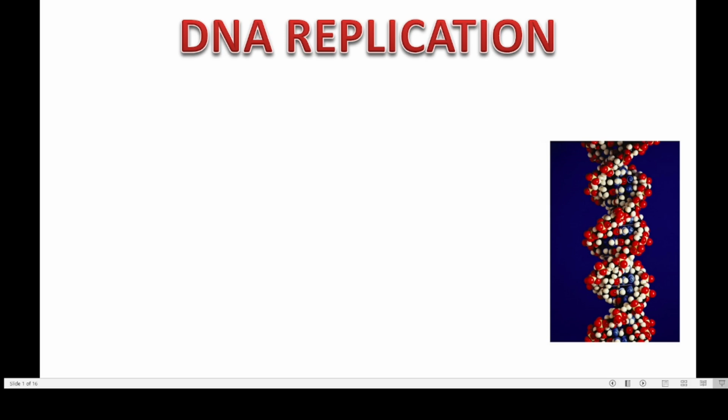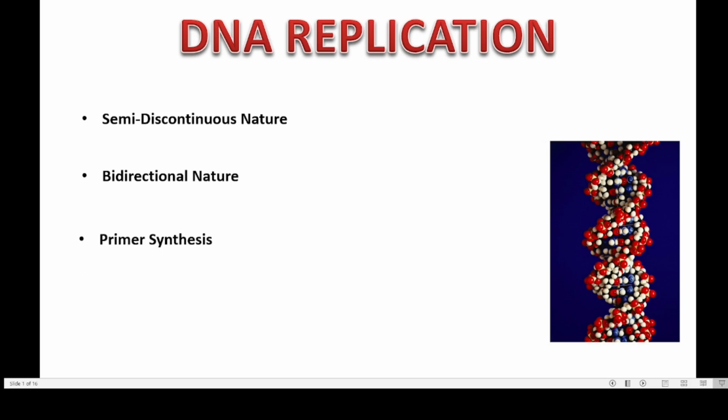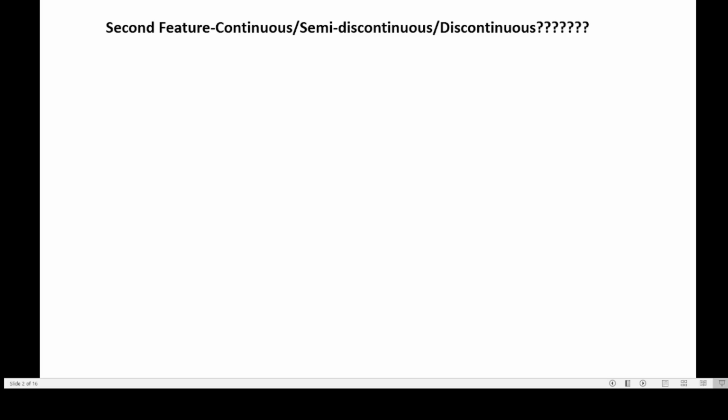Continuing with our series of lectures on DNA replication, today we will discuss the other important characteristic features like semi-discontinuous nature, bidirectional nature, and the fact that primer synthesis is absolutely essential for DNA replication. Let us start with discussing whether DNA replication is discontinuous, semi-discontinuous, or continuous.